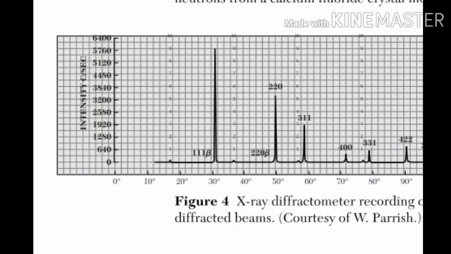Okay. While taking an X-ray diffraction pattern, the image we obtain will be like this. It is a diffraction angle versus intensity plot, but the real diffraction pattern that we observe in the XRD device is different. Here we observe only the intensity versus angle plot, but the real diffraction pattern that we obtain in the XRD device will be like this.